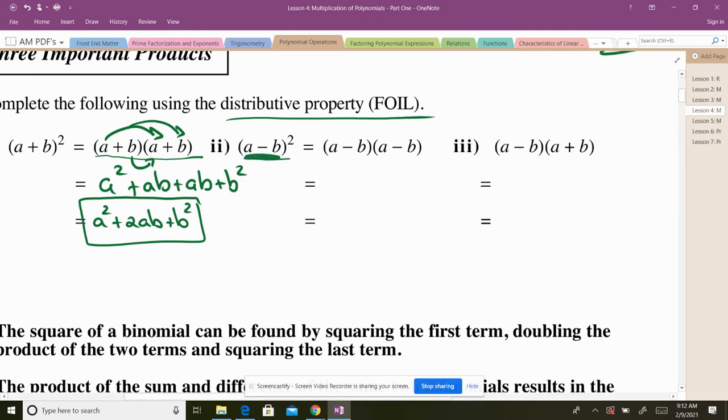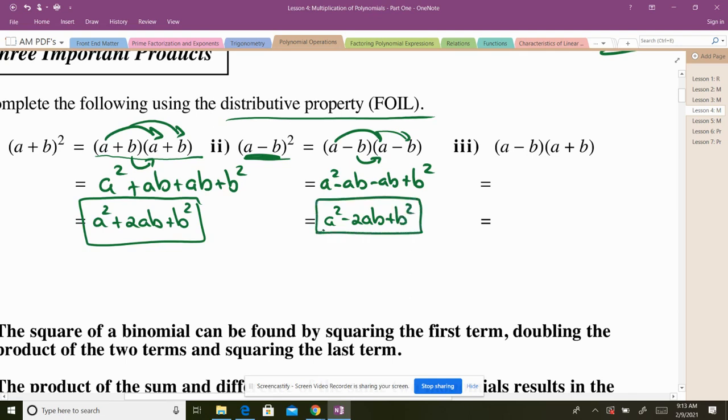If we have a minus b all squared, that means a minus b times a minus b. We can do the same thing. a times a is a squared. a times negative b, negative ab. Negative b times a is negative ab. And then negative b and negative b is positive b squared. Are there like terms in there? The middle two, right? Which gives us negative 2ab plus b squared. Okay, we'll leave the last one for a sec here.